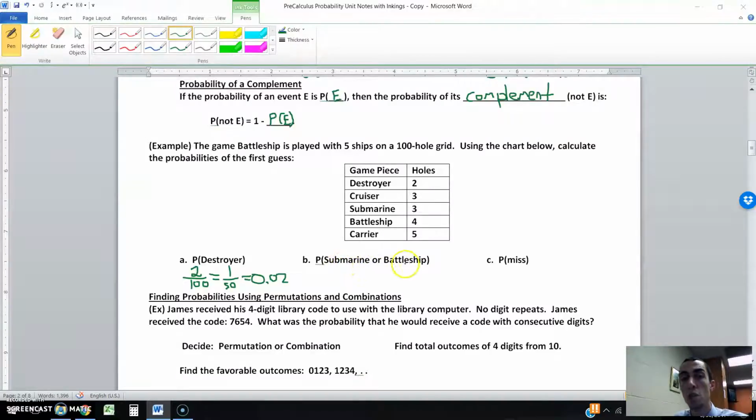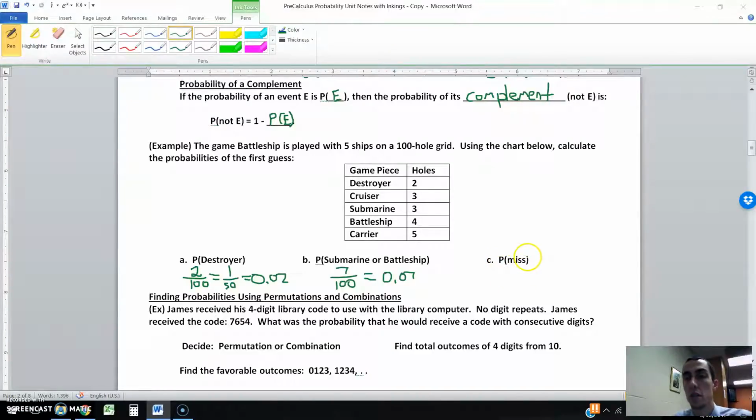Next one is the submarine or a battleship. So the submarine has 3 holes and the battleship has 4. So adding those together, you've got 7 out of 100 on your first guess, meaning you've got 0.07 or 7%.